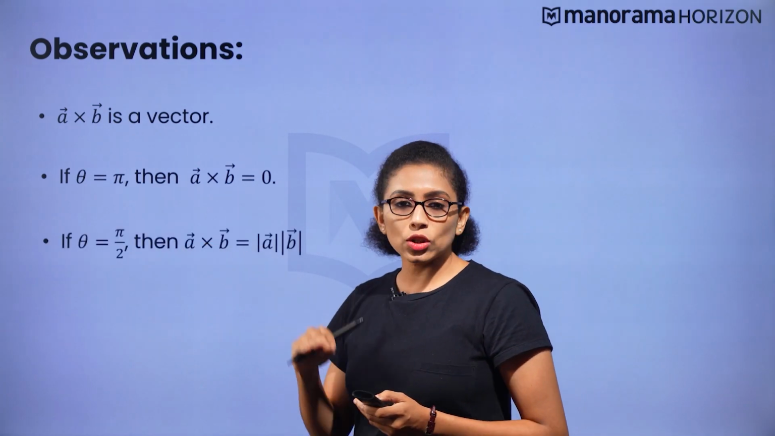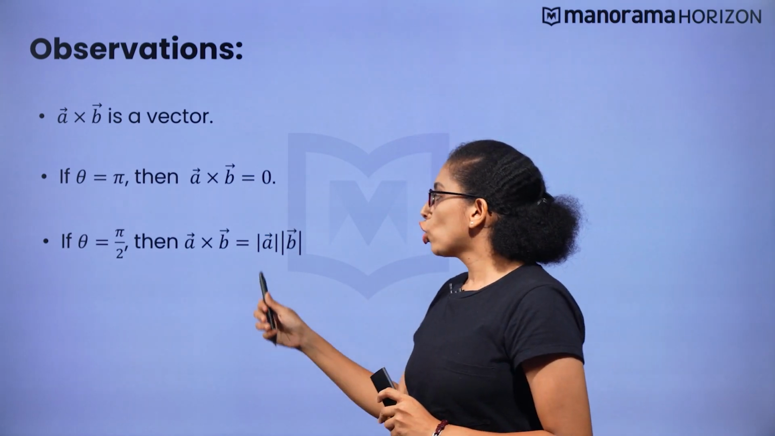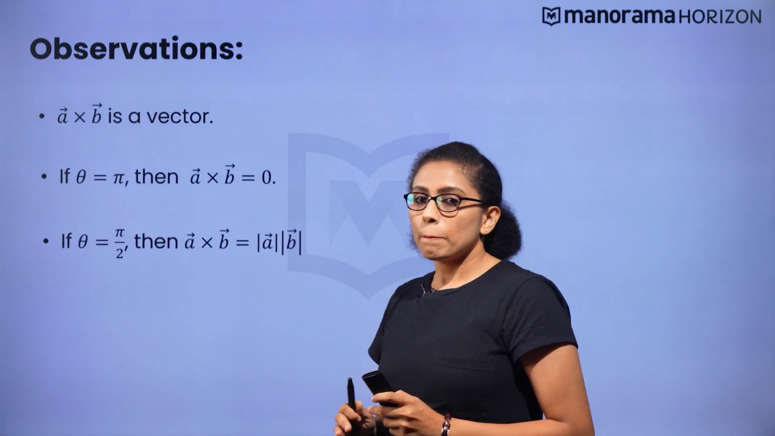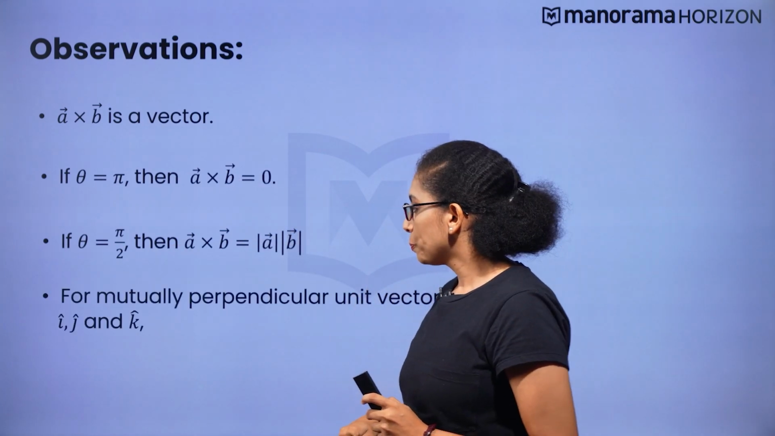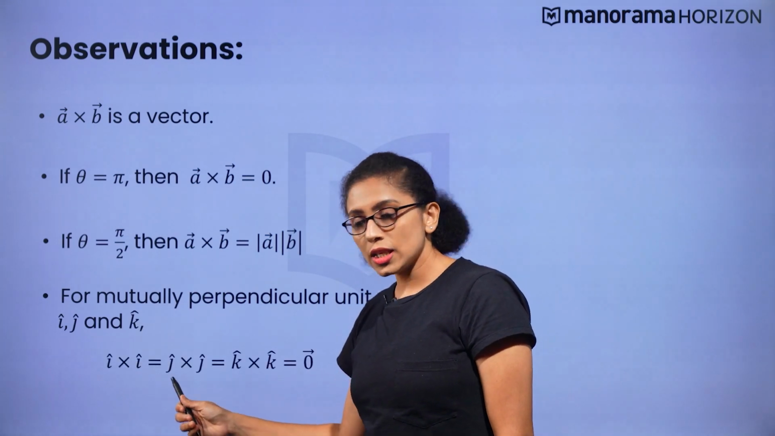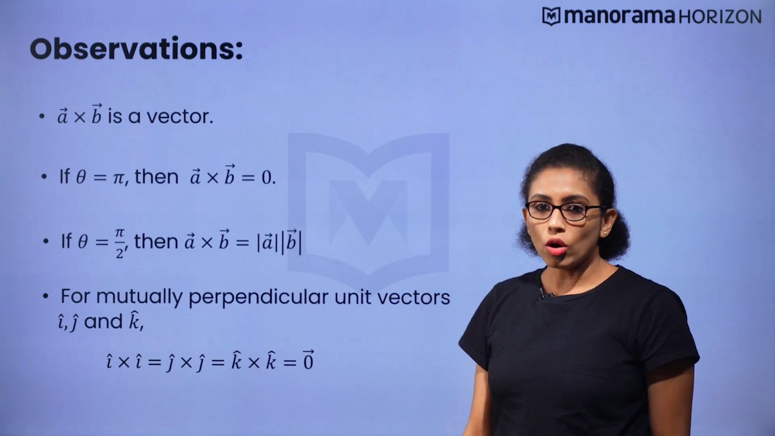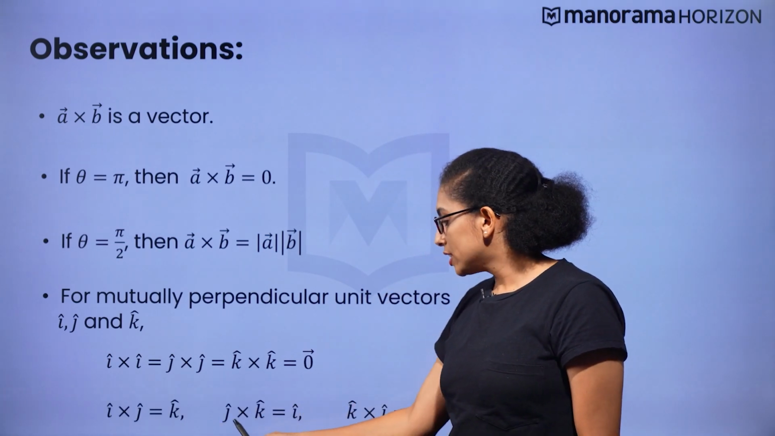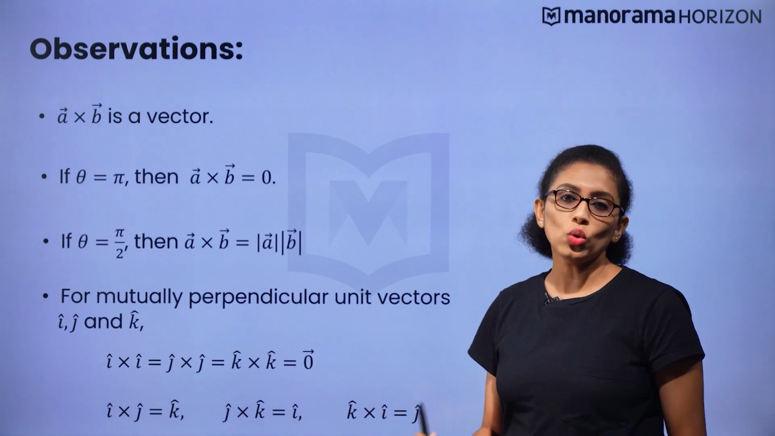Next, when theta is equal to pi by 2, we know sine theta will be 1. Then the cross product A cross B is equal to modulus of A into modulus of B. By the above two observations, we can say that for mutually perpendicular unit vectors i, j, k, i cross i is equal to j cross j is equal to k cross k is equal to 0. Also, for unit vectors, i cross j is equal to k and j cross k is equal to i, and similarly k cross i is equal to j.